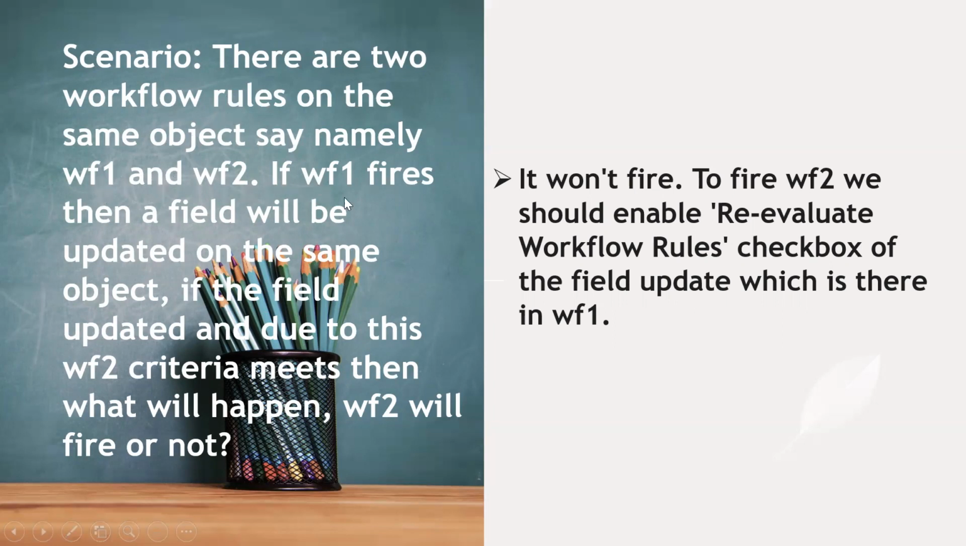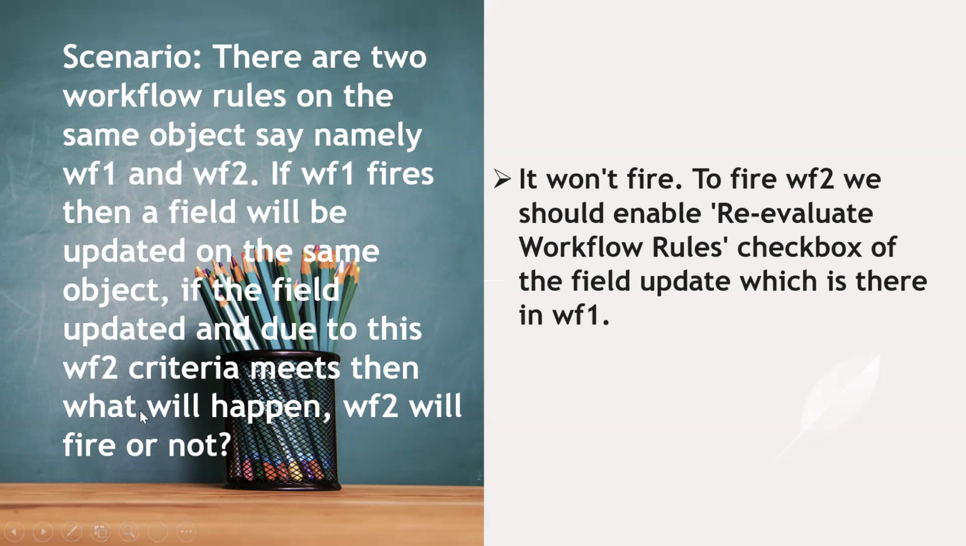If workflow rule 1 fires, then a field should be updated on the same object. Why? Because we created two workflow rules on the same object. Workflow rule 1 should fire and update one field. If the field is updated and the second workflow rule's criteria are met, then that field should be updated based on those criteria.